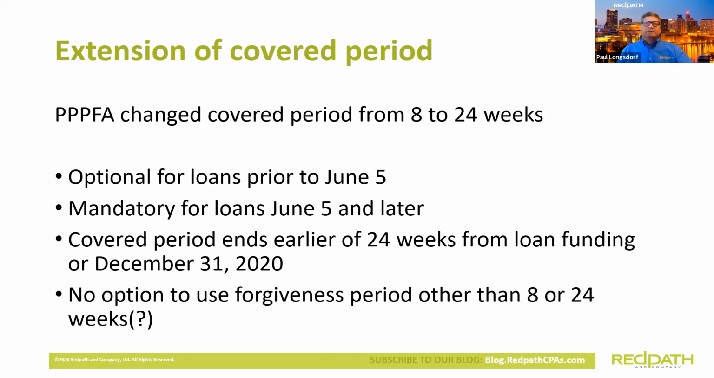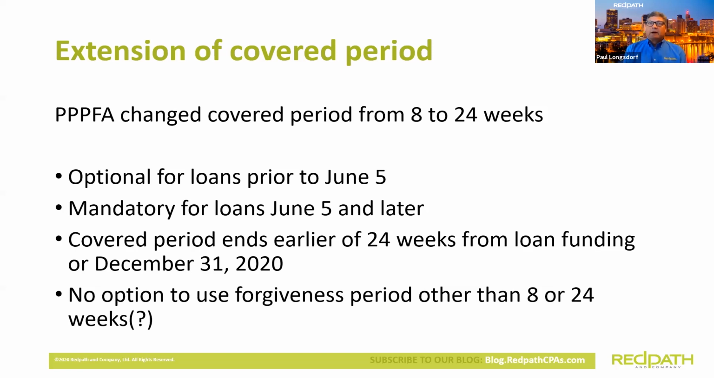Now here's where some of the really big changes start with the PPPFA. As I just alluded to, originally you had an 8-week period essentially to spend the dollars in your loan on payroll and other qualifying expenses in order to get your loan forgiven. That has been expanded to 24 weeks. Now that 24 weeks is optional if you had your loan prior to June 5th.